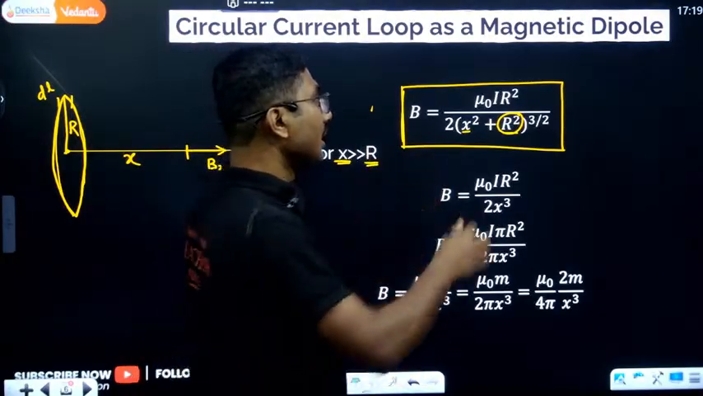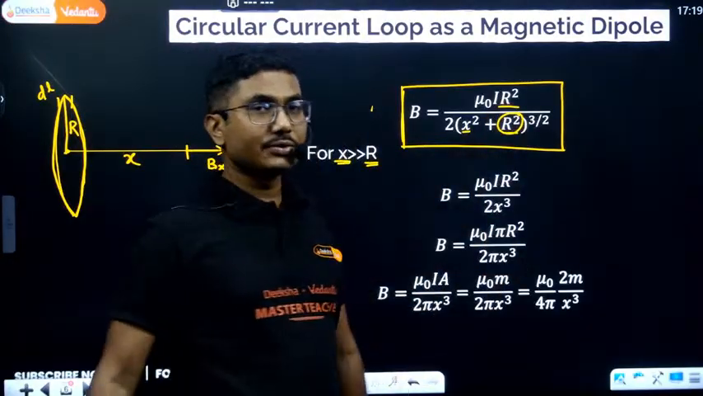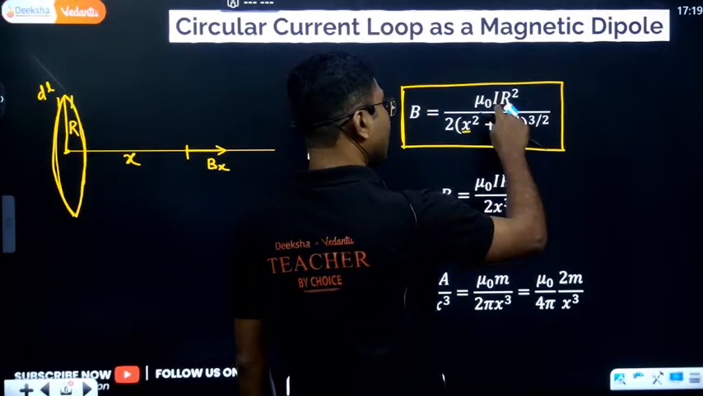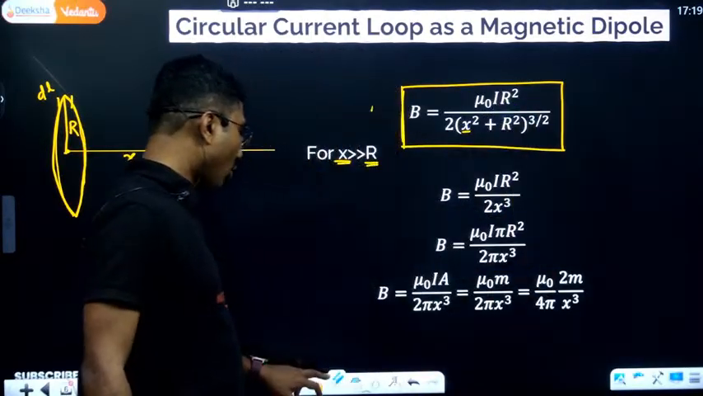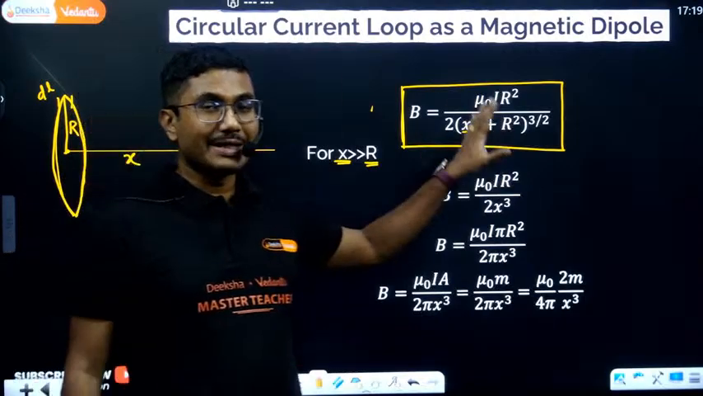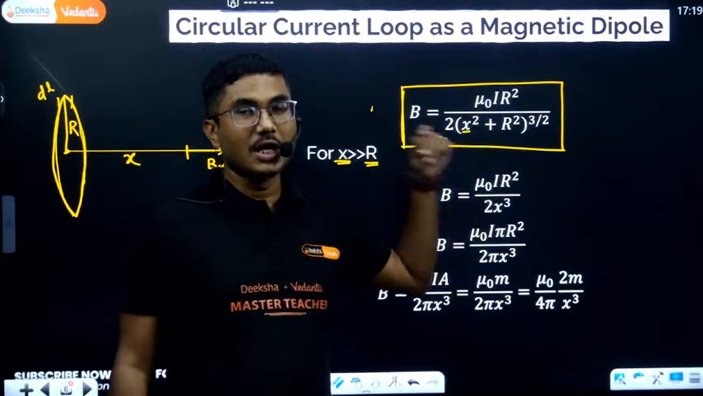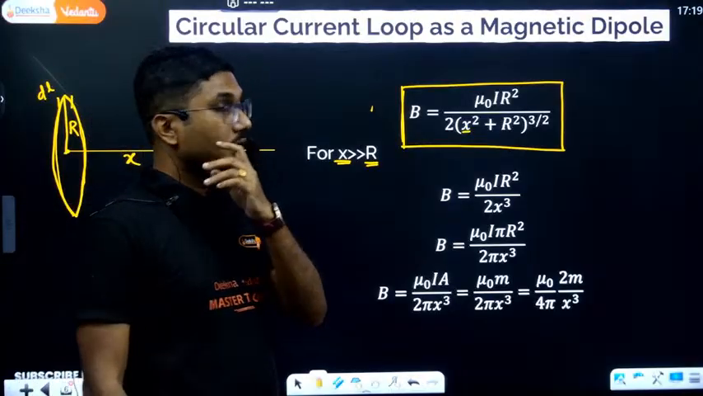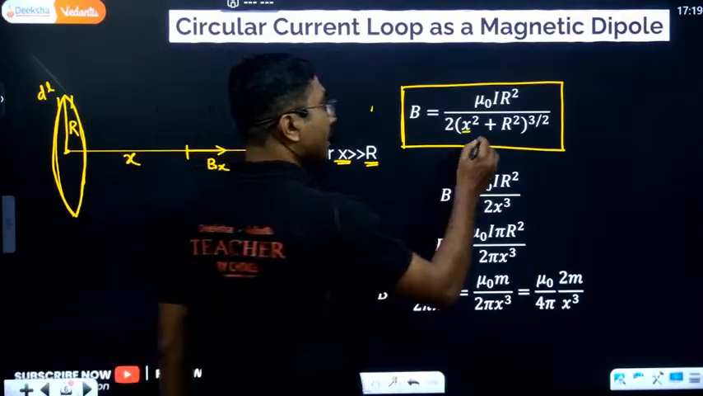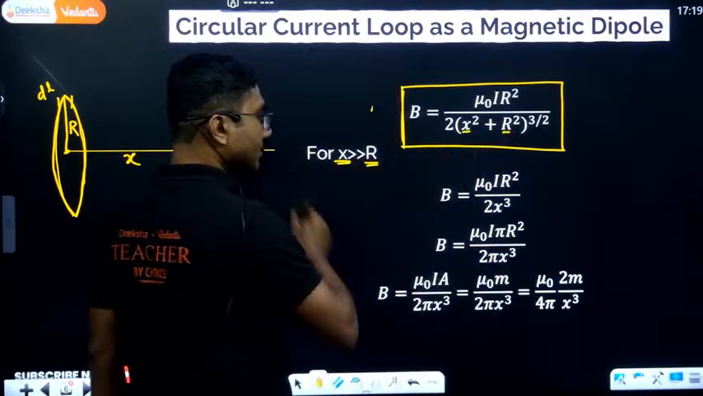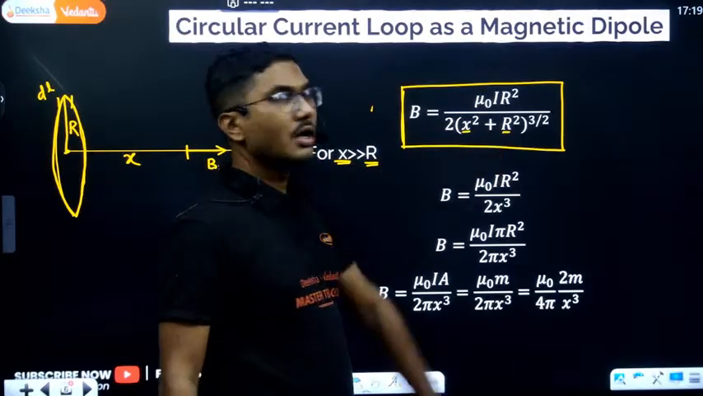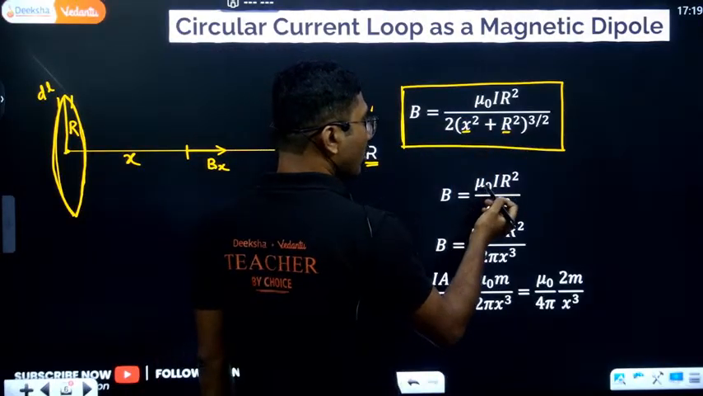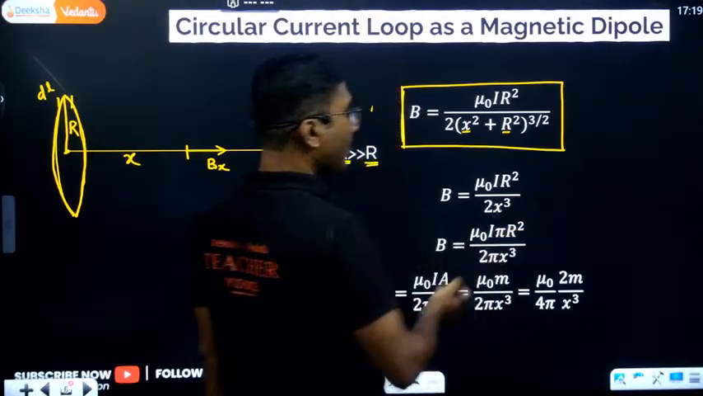You cannot ignore an r square that is in multiplication form. So remember that whenever you are doing approximation, you can only approximate when it is addition or subtraction. Approximation does not work like that for multiplication and division. Because r square is very, very small compared to x square, we will ignore r square completely, and this can be written as mu naught I r square divided by 2x cube.